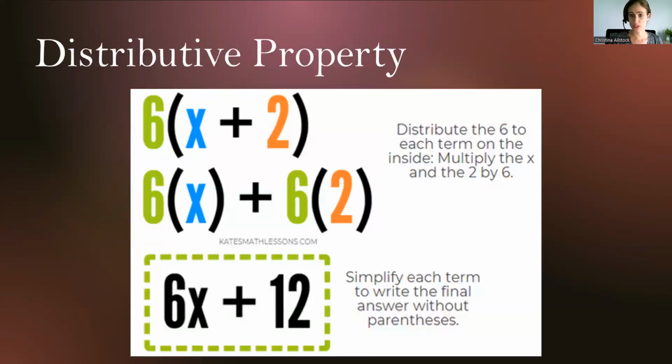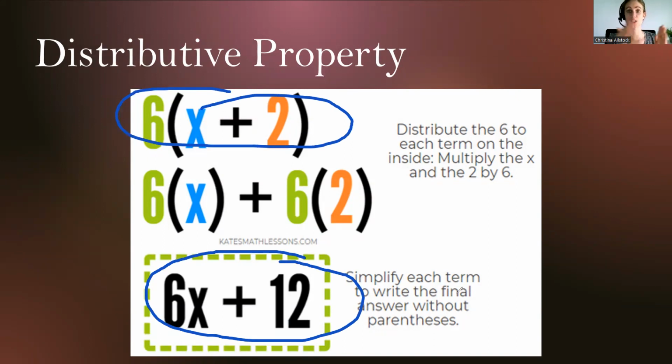And when coming up with equivalent expressions, the distributive property might also be used. If we distribute that 6, instead of having 6 times the quantity of x plus 2, well, those parentheses tell us multiplication, so we take 6 times x and 6 times 2, giving us a simplified answer of 6x plus 12. So 6 times the quantity of x plus 2, and 6x plus 12 are considered equivalent. One is simplified, one is not, but they represent the exact same thing, just a different way of writing it.